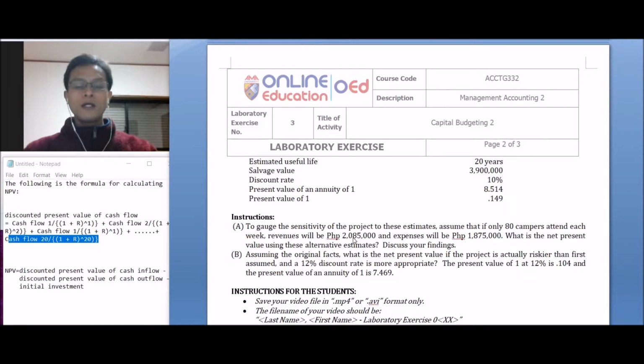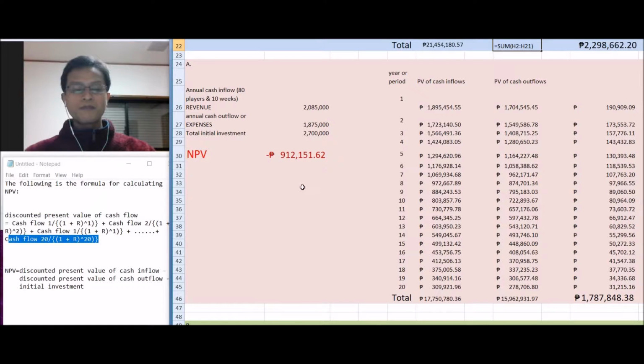Now, question letter A. To gauge the sensitivity of the project to these estimates, assume that if only 80 campers attend each week, revenues will be 2,085,000 and expenses will be 1,875,000. What is the net present value using these alternative estimates? Discuss your findings.